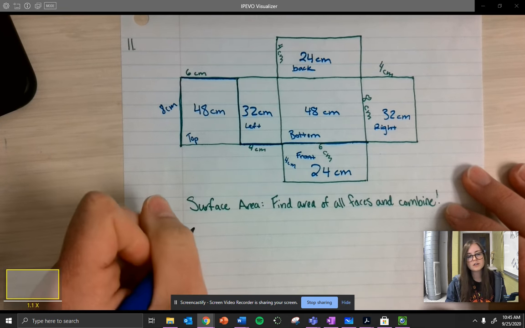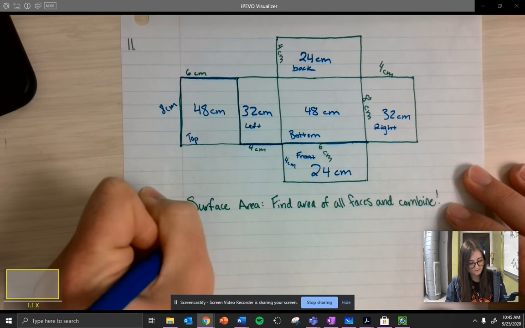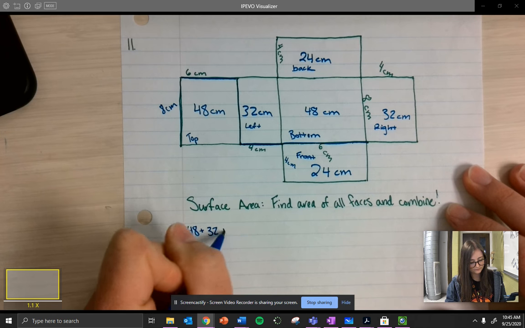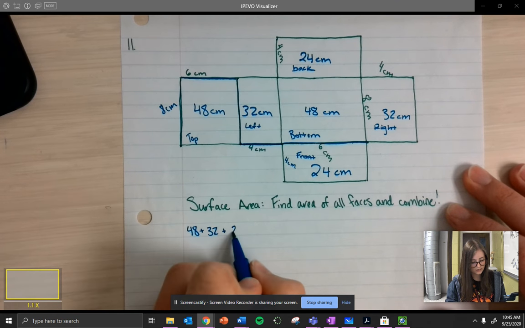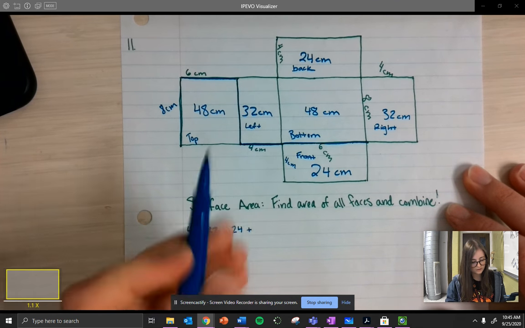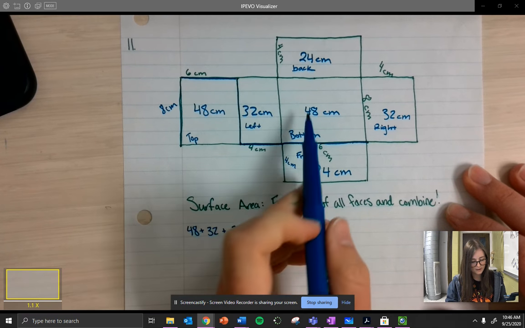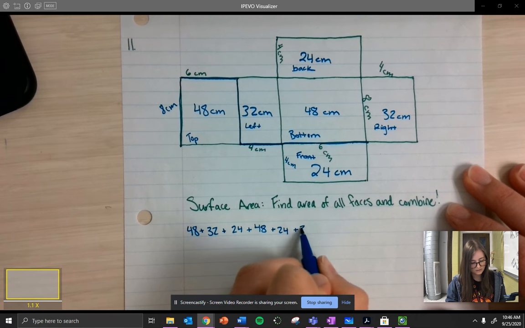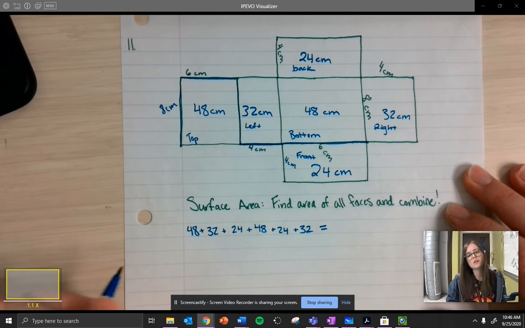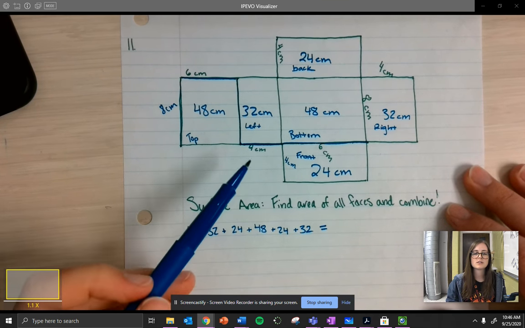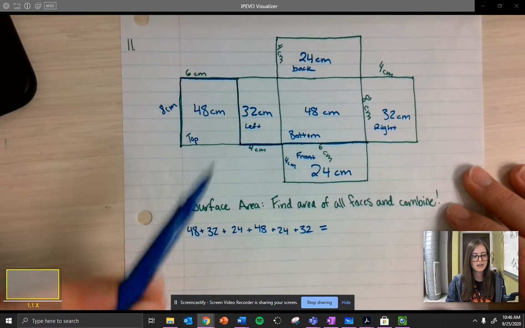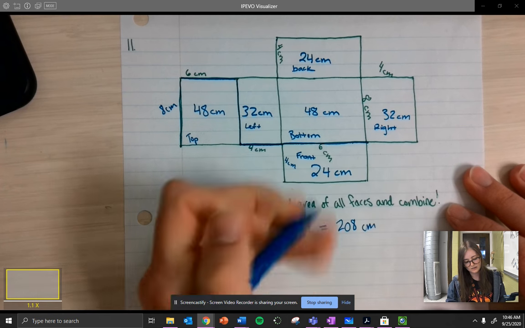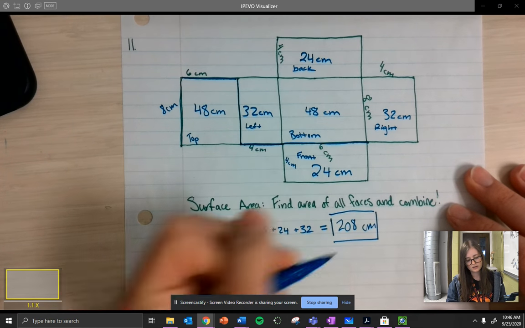So let's go ahead and write all of our values out. We have 48 plus 32 plus 24 plus another 48 plus another 24 and finally 32. Now I'm going to add all of those together to get our combined surface area of this entire prism, and when I do that I get 208 square centimeters. I'm going to put a box around here.